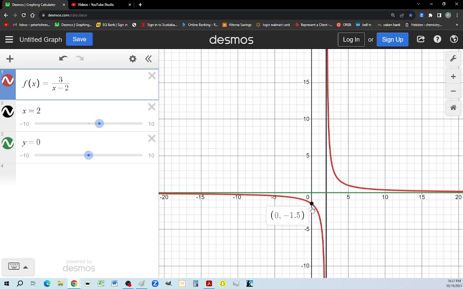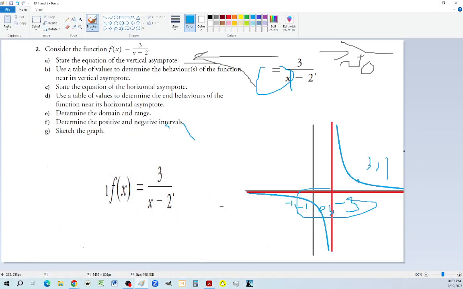And oh yeah, you can always find the y-intercept when x is 0. So if we make x 0, we get 3 over minus 2, which is negative 1.5. At 0, you're going to get negative 1.5. So that's another helpful point to find, the y-intercept. Simply make x 0. Okay, that's that one.